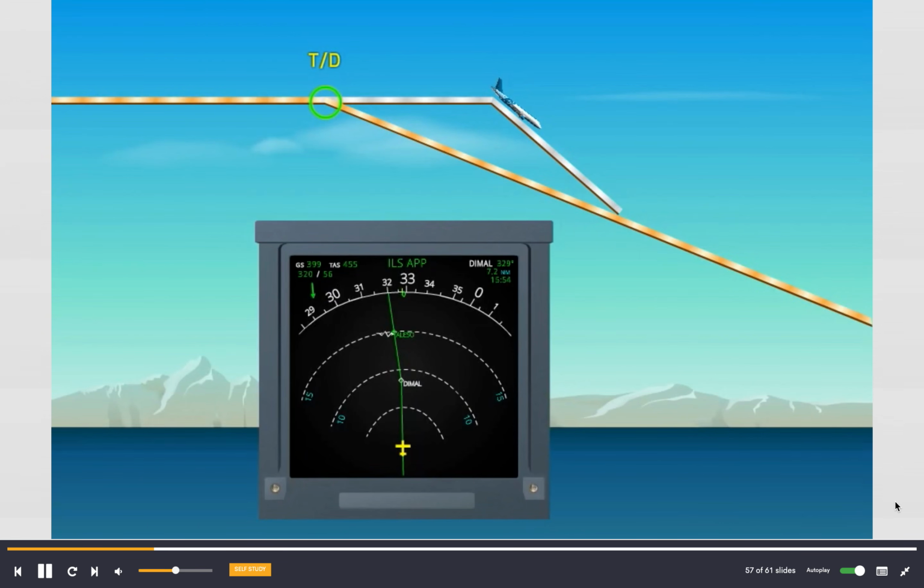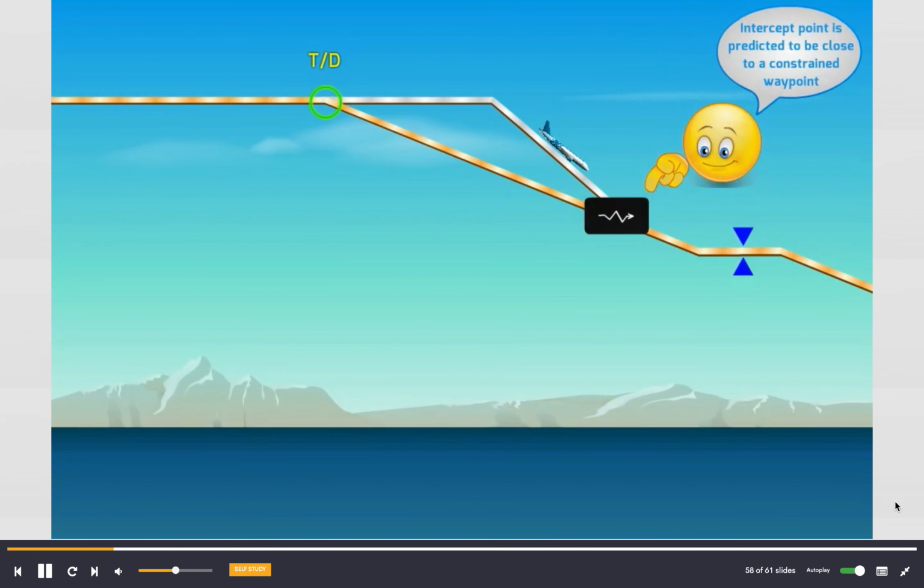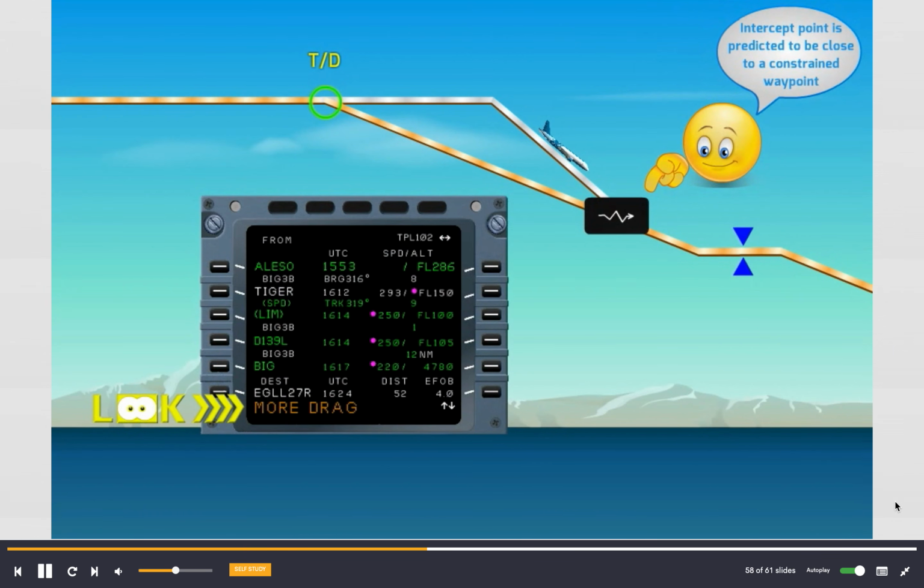On the navigation display, the white broken arrow shows the intercept point where the FMS profile will be captured. Whenever the intercept point is predicted to be close to the constrained waypoint, the MCDU and primary flight display show a more drag message. Use speed brakes as required to capture the path.